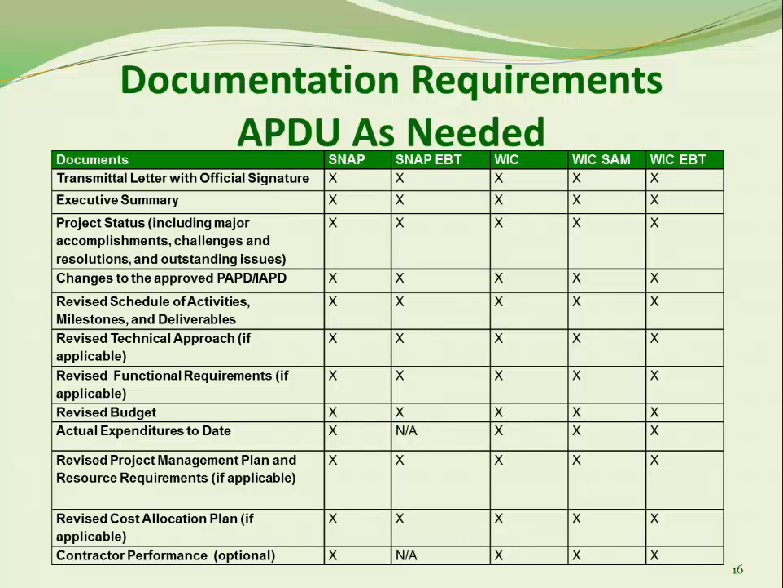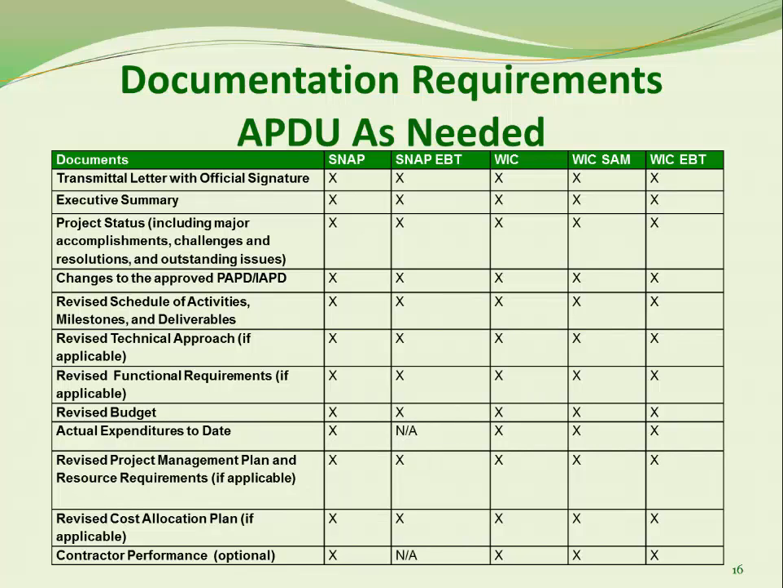I will briefly go over the documentation requirements for the APDU as needed. When you submit an as-needed document, only the portions containing significant changes need to be submitted, not the entire APDU. Documentation requirements start with a transmittal letter with an official signature from someone that has the authority to commit state resources to the project. The APDU as needed should be sent to the FNS Regional Administrator or appropriate Regional Program Director with a copy to the State Systems Office Director or the assigned State Systems Office Analyst. An executive summary is required.